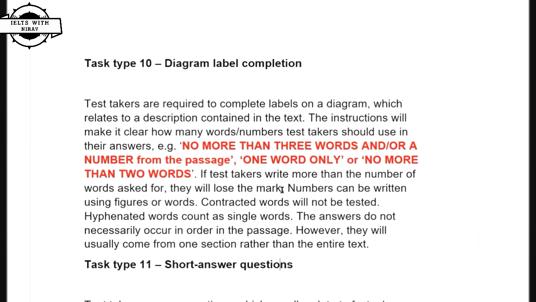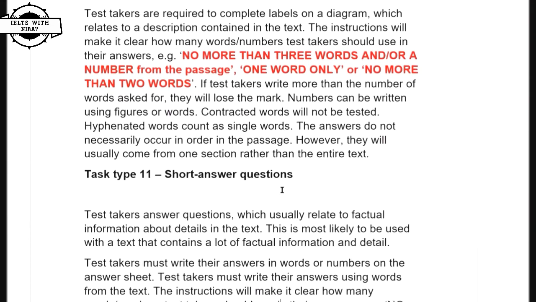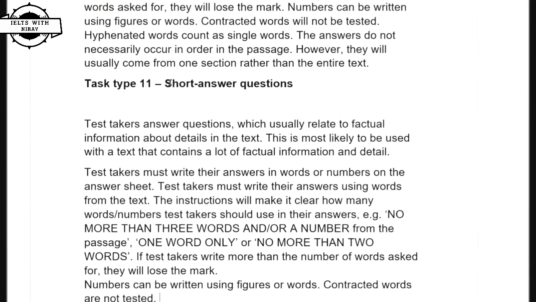So now we are moving to the last type of question in the IELTS reading examination, which is short answer questions. Test takers answer questions which usually relate to factual information about details in the text. This is most likely to be used with a text that contains a lot of factual information and details. Test takers must write their answer in words or numbers on the answer sheet. The instruction will remain the same. In this kind of question form you need to read your instruction.